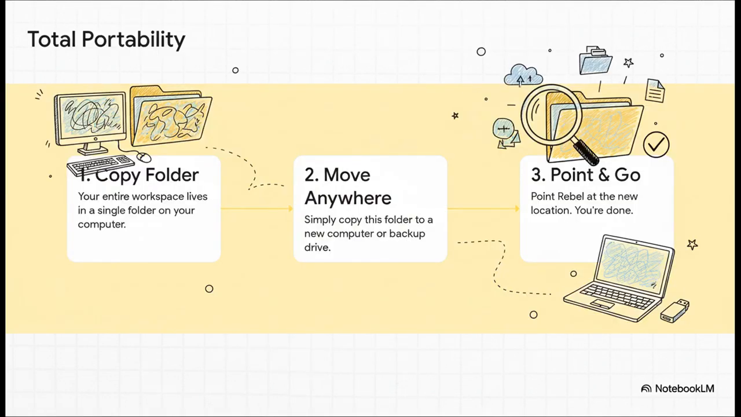When you get a new computer, there is no complicated export and import process. No, you just copy your workspace folder, point Rebel to the new location, and that's it. Everything, your spaces, your memory, your files, it is instantly there, just how you left it. It really is that simple.